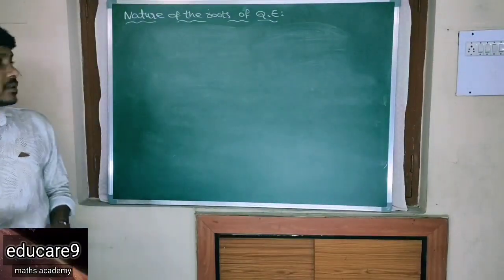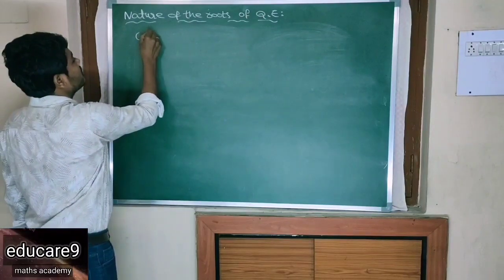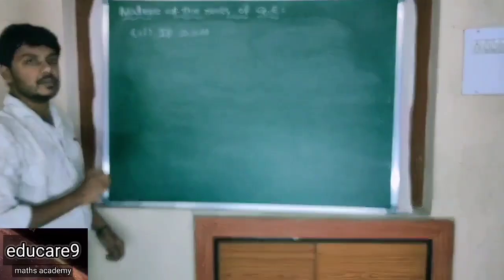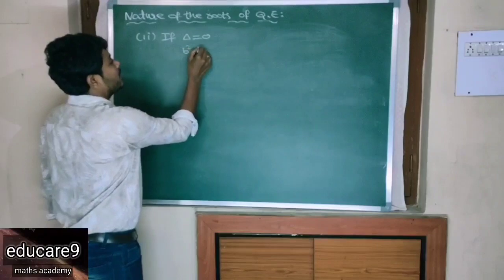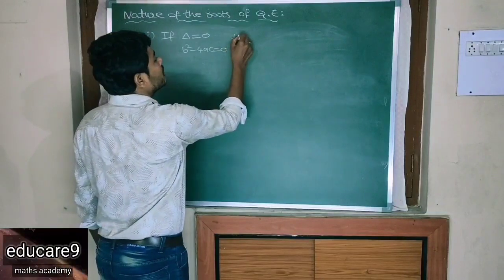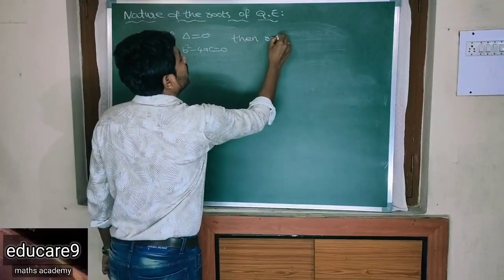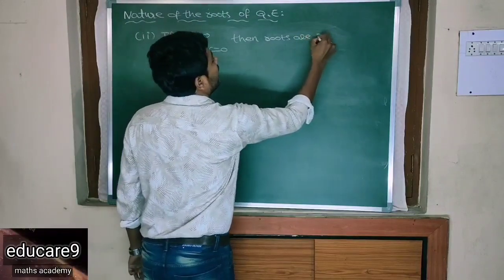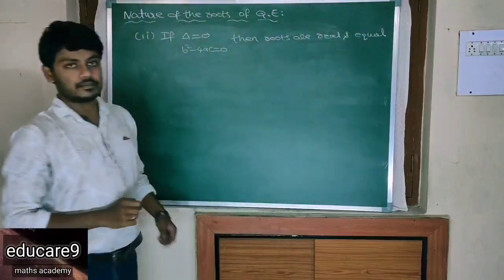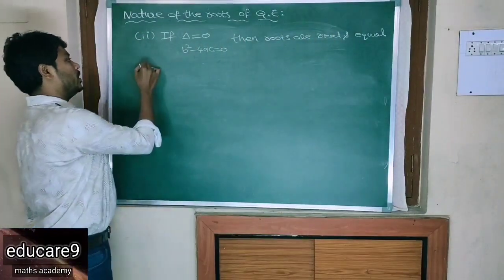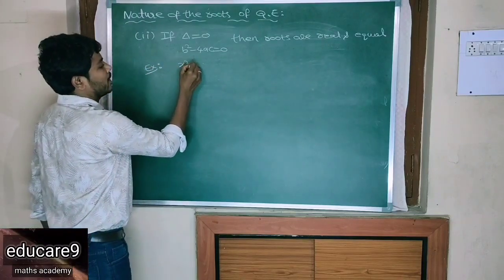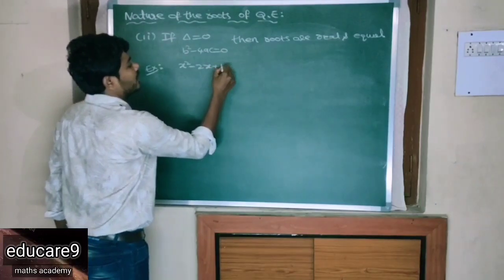So your second case, if delta is equal to 0, that is b square minus 4ac is equal to 0. So in that case, roots are real and equal. Okay. So for example, x square minus 2x plus 1 is equal to 0.